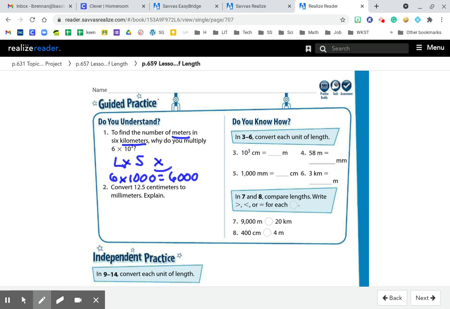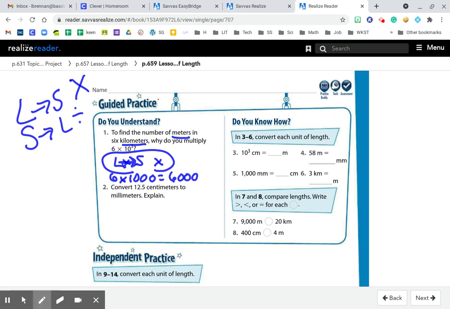And this is the key. To go from larger to smaller, you multiply. Remember, L to S, we're going to multiply. S to L, we're going to divide.